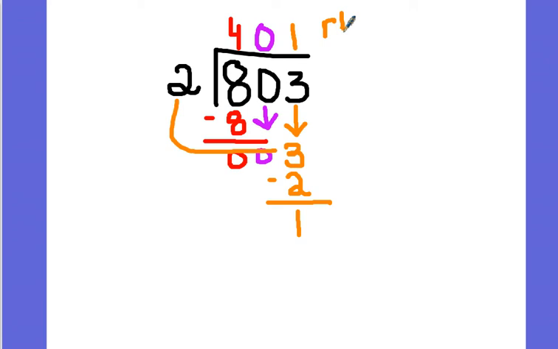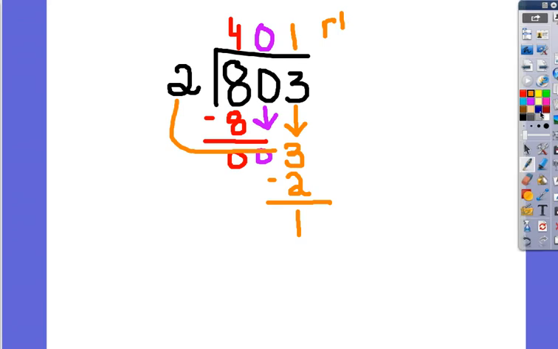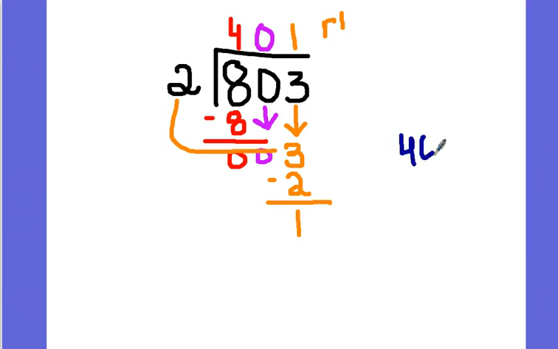Okay, now we have to double check our work. We're really working on our accuracy here. Okay, so we're going to take 401 times 2.